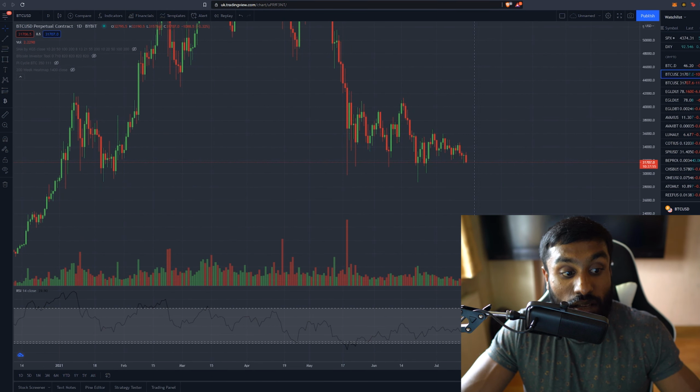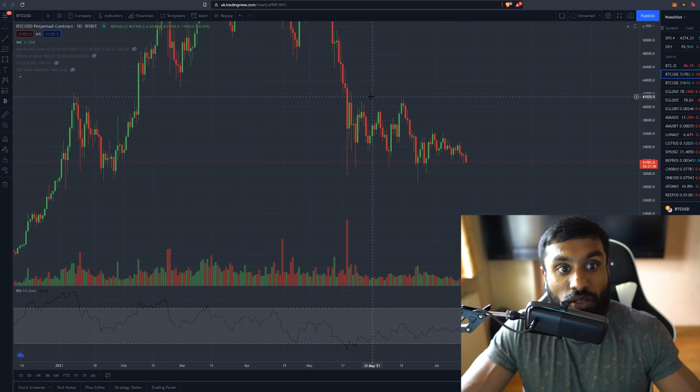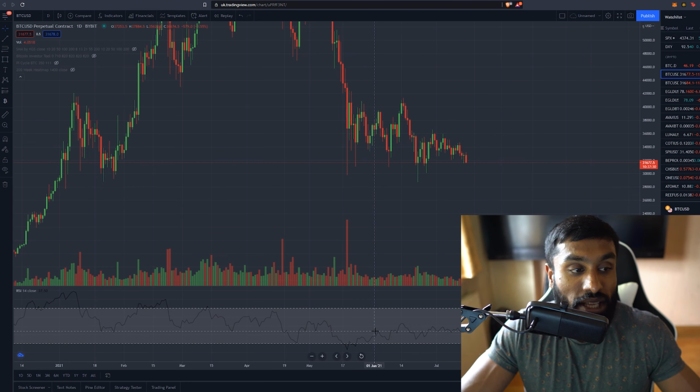I tend to see good opportunities when we hit below this 30 mark, as you can see here, which we did on the 19th of May. We had this huge crash where the price went as low as 29,804. We hit this oversold region, and you can see how we went as high as 41,525. A fairly substantial profit just by identifying that it was oversold and buying in, right?